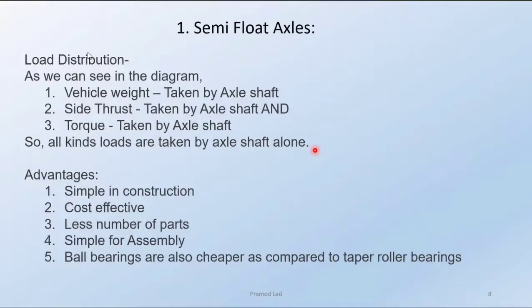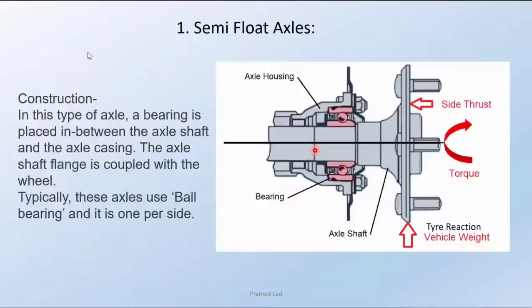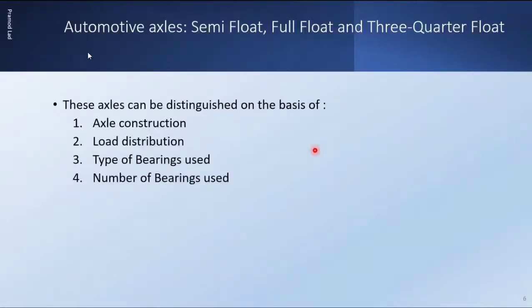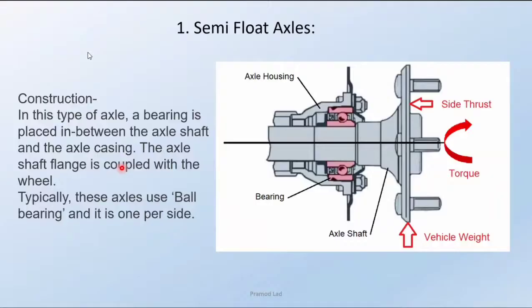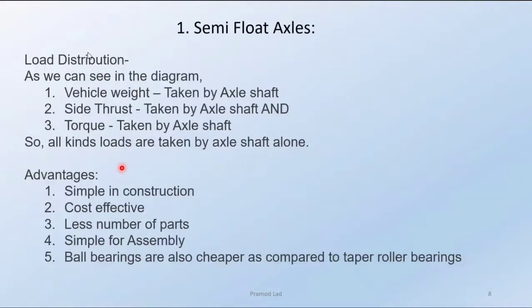As we saw in the previous slide, there are three types of loads that normally come on the axle, that is vehicle weight, torque transmission, and side thrust. So here we can see that all these three kinds of loads are taken by the axle shaft alone. And this type of construction is called semi-float axles.